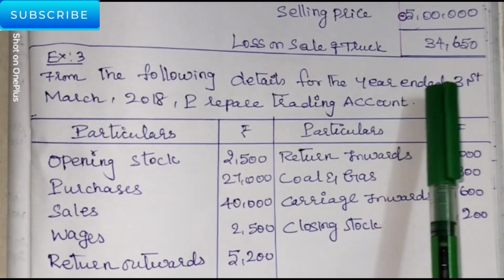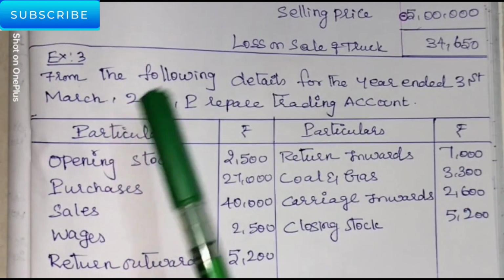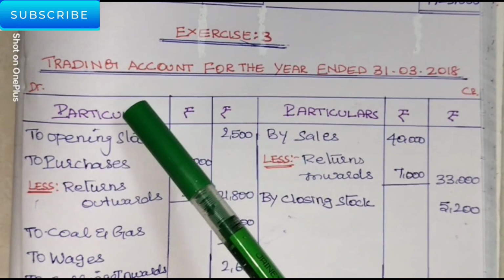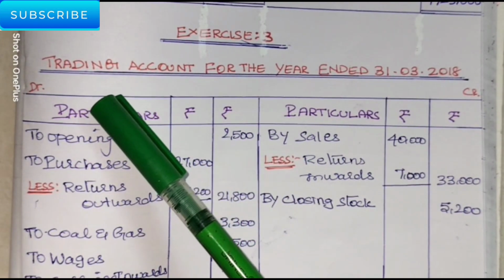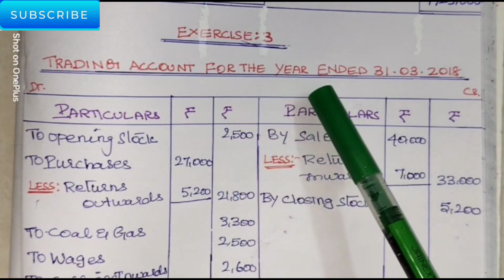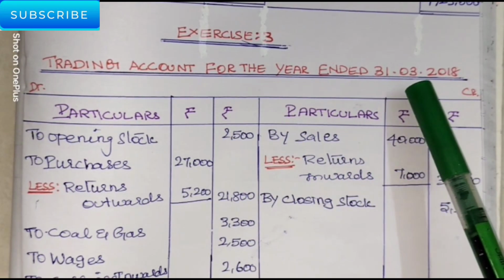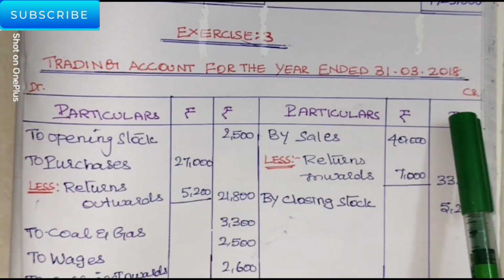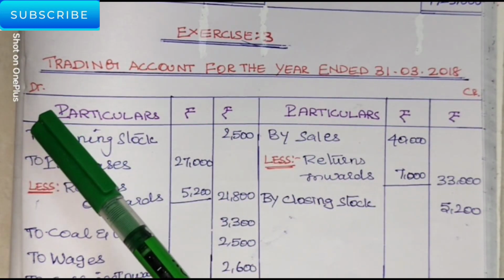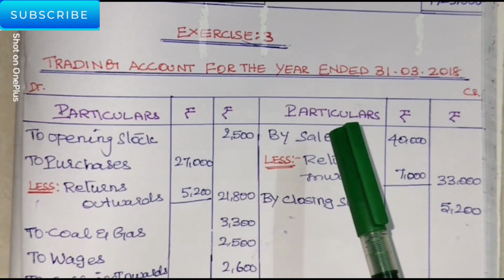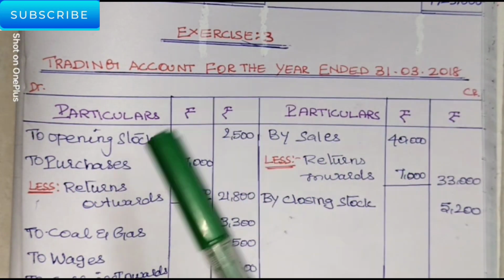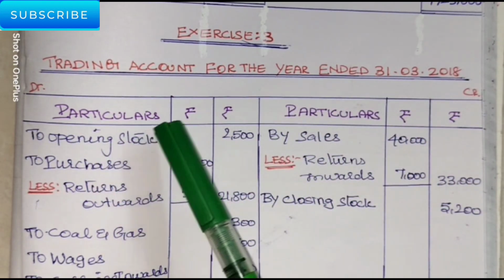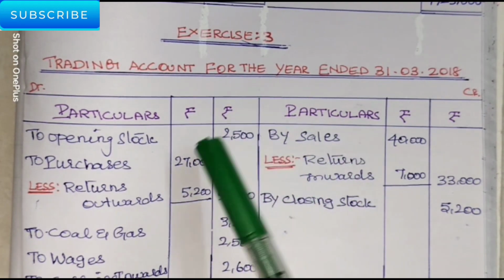Year ended 31st March 2018. The format of the trading account is very simple, like a ledger. The heading is trading account for the year ended 31st March 2018. There are two sides, debit side and credit side. Left hand side we call the debit side, and right hand side we call the credit side. Each side has 3 columns: particulars, inner amount column, and outer amount column, on both sides.